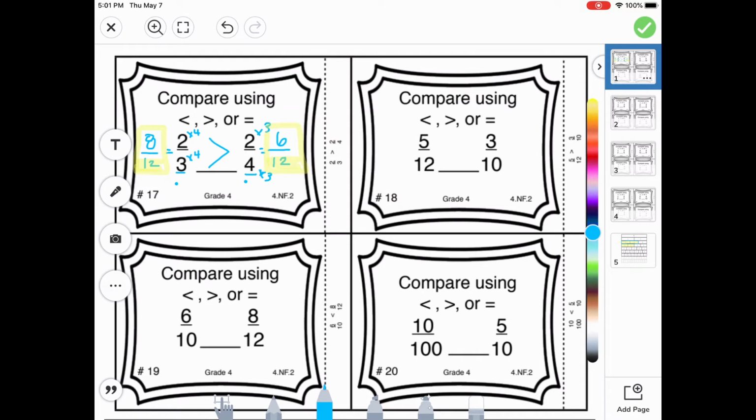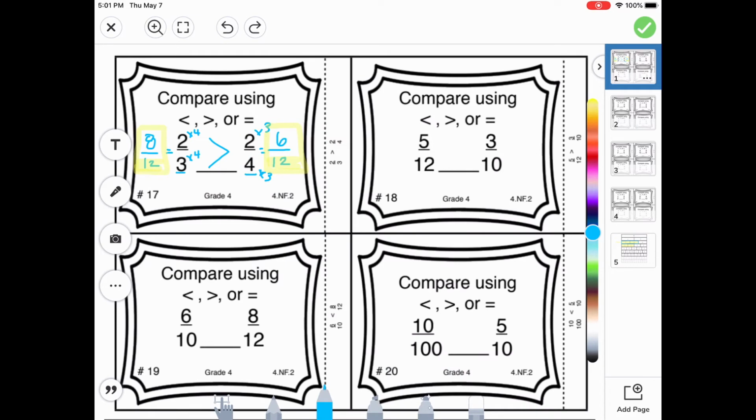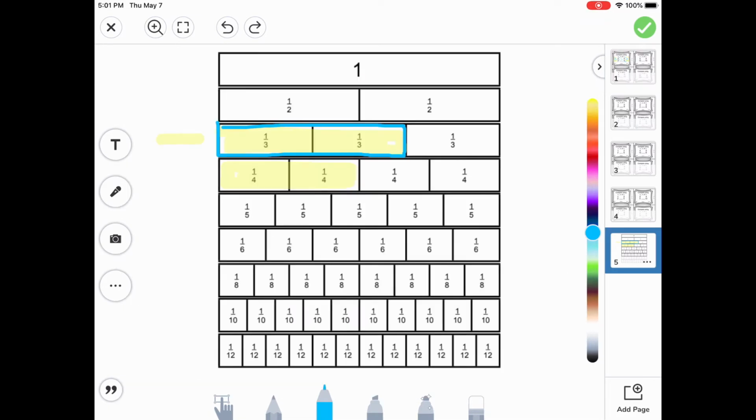And that is also the same answer that we got when we found equivalent fractions. So both of these strategies gave us the same answer, but in one we had to do multiplication, and in the other strategy we got to shade in using our fraction bar. If you choose to use the fraction bar, I definitely recommend erasing your work each time so that you don't get confused when you move on to the next problem.